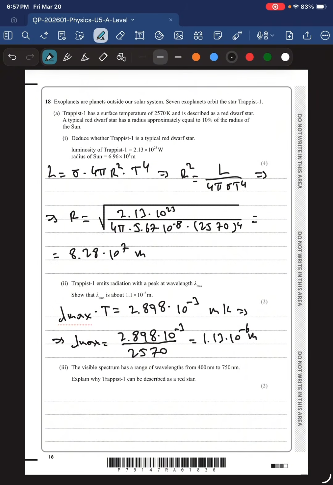Okay, 3. The visible spectrum has a range of wavelengths from 400 nanometers to 750 nanometers. Explain why TRAPPIST-1 can be described as a red star. So lambda max, if we write it in nanometers, is 1130 nanometers, or IR. Okay, so most radiation is red. And let me show you the graph.